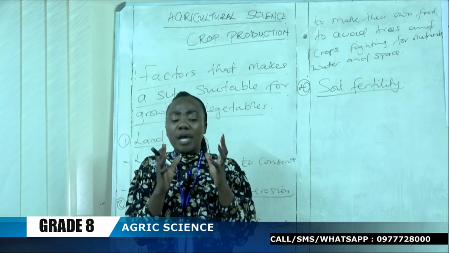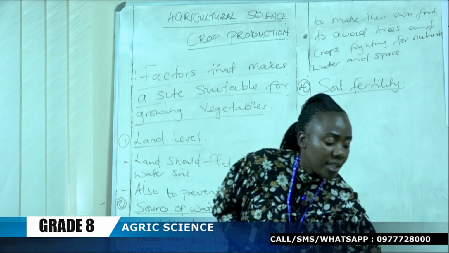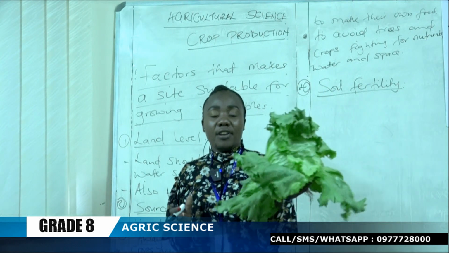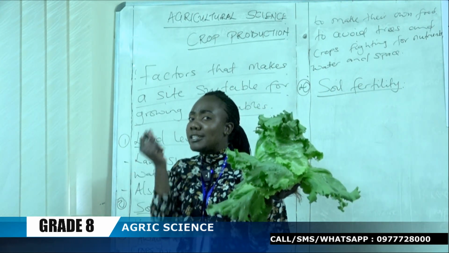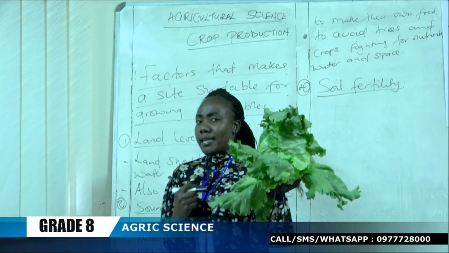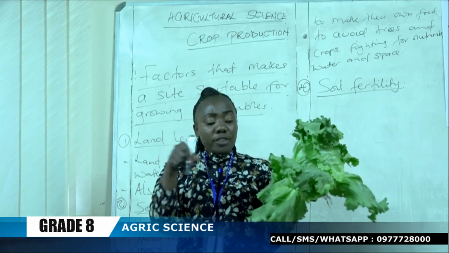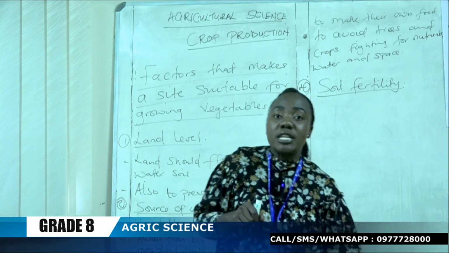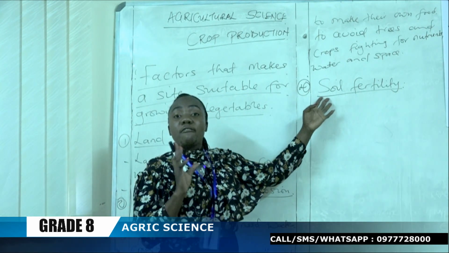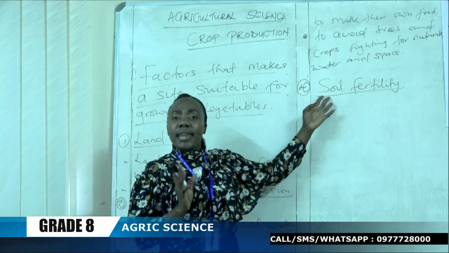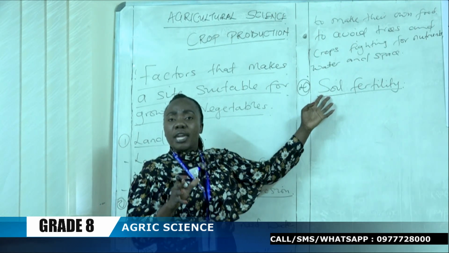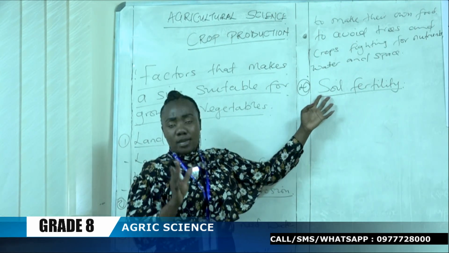You need a crop that would look green. As you can see, this lettuce is green enough. If you find it at the market, definitely you go for a crop that looks like this. You will not go for a crop that is dry, okay? So for these crops to grow like this, the soil should be fertile enough for crops to grow healthy and produce higher yields, okay?